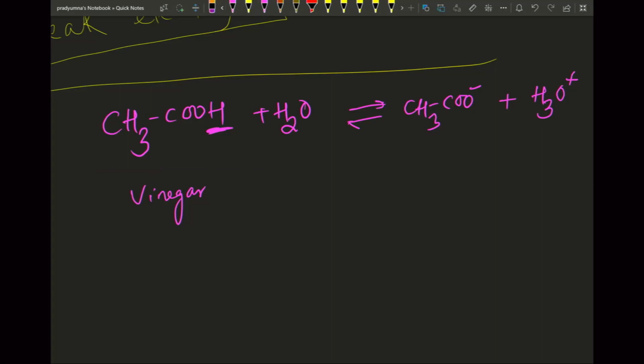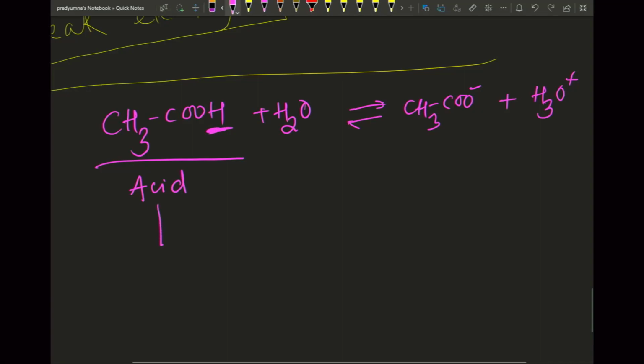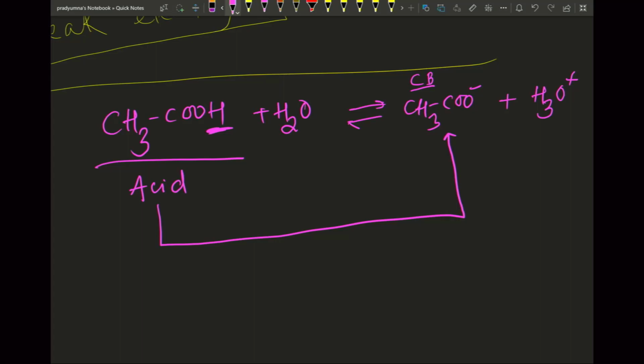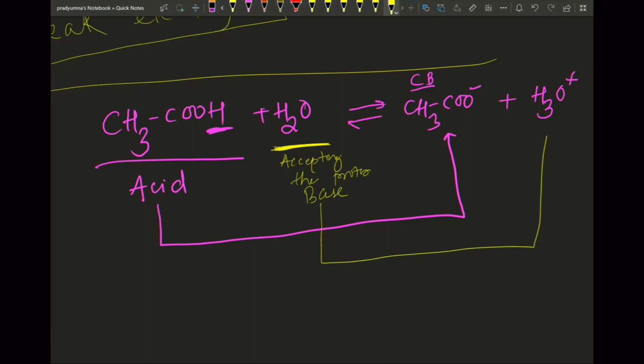Can you identify the conjugate acid-base pairs here? Let's do it. On the left side, this acts as an acid because it provides the proton. Its counterpart on the right side is called the conjugate base of that acid. On the left side, water is the one accepting the proton, so this is our base. What is its counterpart on the other side? This would be our conjugate acid. All right, so let's stop this video here.